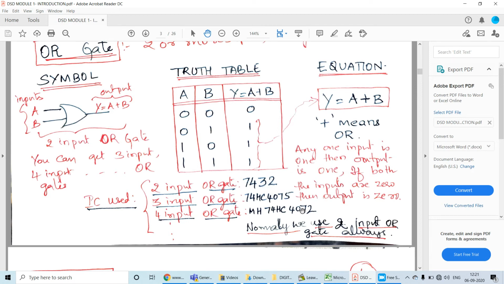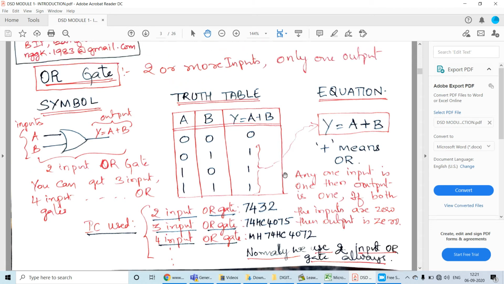Similarly, we have 74HC4075 for the 3 input OR gate. We have MH74HC4072, which is the 4 input OR gate, and so on. We have only 7432 in the lab. So students, keep this in mind. 7432 is what we have in the lab and we will be using it when we discuss the lab session.